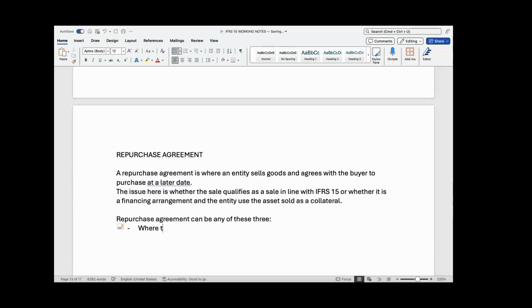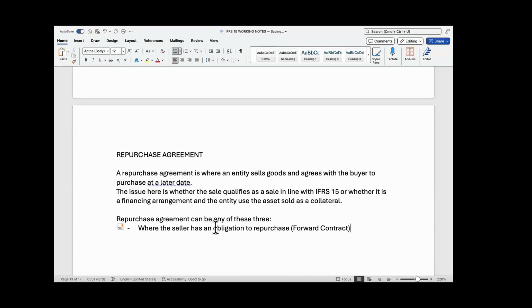Number one is where the seller has an obligation to buy it back, or let me simply call it to repurchase. That we call forward contracts, where he has an obligation.